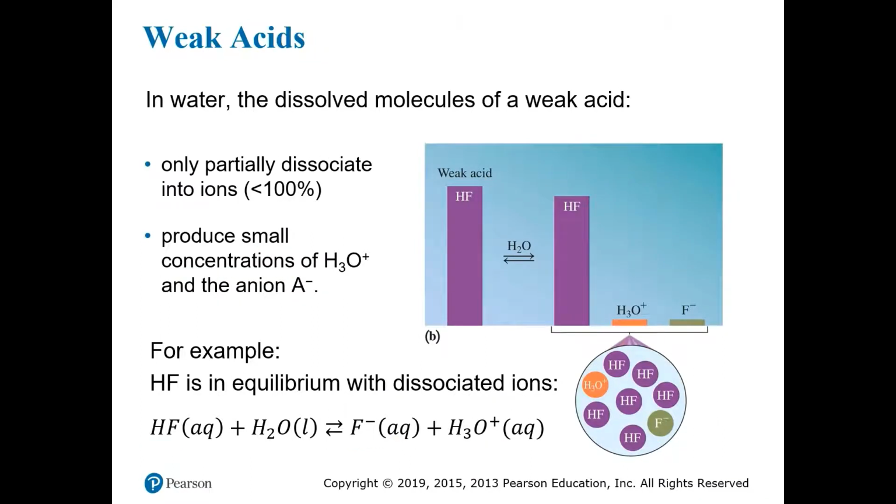For weak acids, only a small amount dissociates. Here we're looking at hydrofluoric acid, which produces fluoride and hydronium. And so if we start with some amount of hydrofluoric acid, after we wait a little while for it to dissolve, it'll still be mostly hydrofluoric acid with only a small amount of hydronium and fluoride ions. This produces small concentrations of hydronium relative to the amount of acid that we put in. This is why it's called a weak acid.